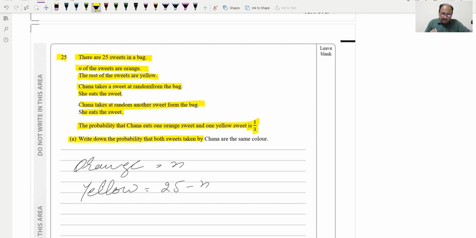A part is write down the probability that both sweets taken by Chana are the same color. So different color they have given this one 1 by 3.